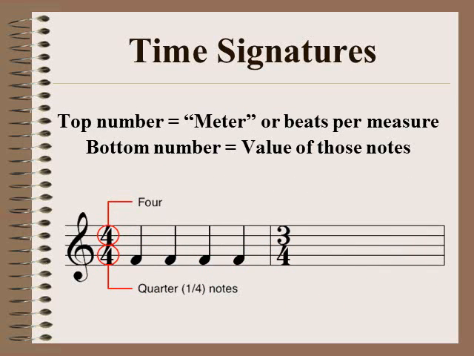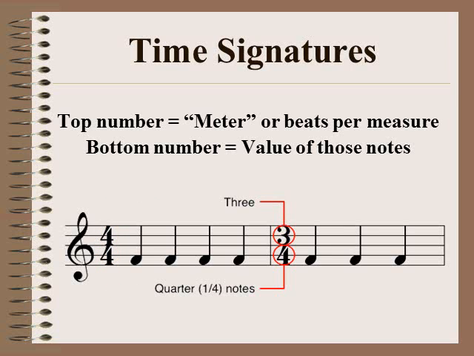As indicated in this illustration, the top number equals the meter or beats per measure. The bottom number equals the value of those notes. On the left side of the screen, the time signature indicates the tune is written in 4/4 time, meaning there are 4 beats per measure and the quarter note gets the beat. To the right of the screen, the time signature indicates the tune is written in 3/4 time, meaning there are only 3 beats per measure, but the quarter note still gets the beat.